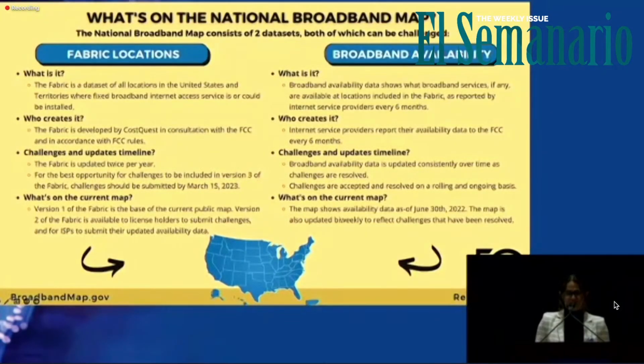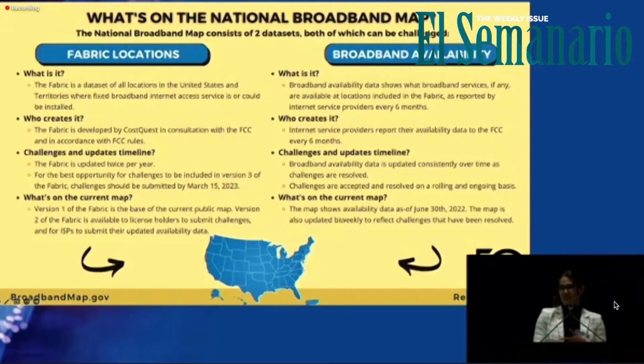So in November of 2022, we released the pre-production draft of the National Broadband Map. There are two sets of data which populate the map. First is the broadband serviceable location fabric, which is the actual locations which underlie the availability data. So if we were looking at this area, for example, the fabric would be like, oh, there's a building over here, there's a school over there, there's a row of houses. It's about identifying the actual locations which make up the map. The fabric is developed by CostQuest in consultation with the FCC and our rules. And the fabric is updated twice per year, because each version of the fabric is tied to an availability filing window, which happens every 6 months.